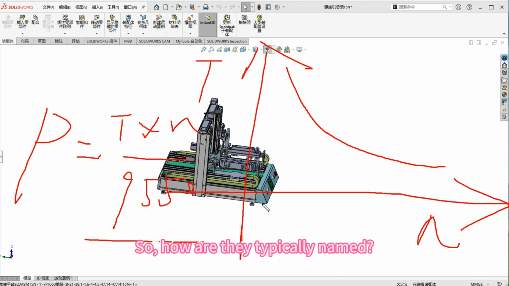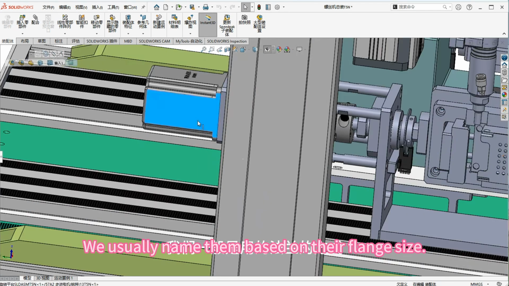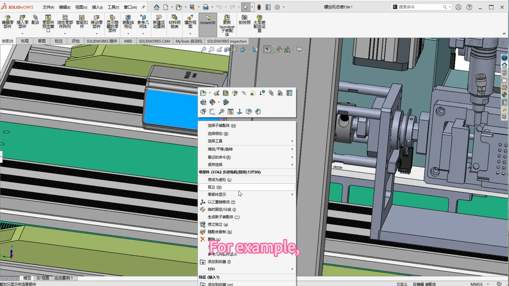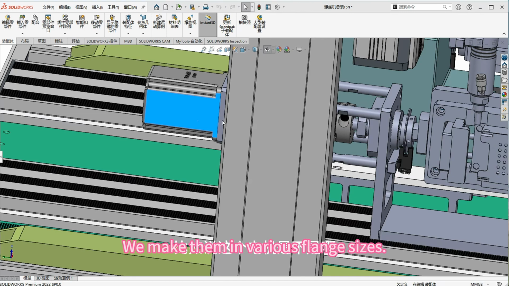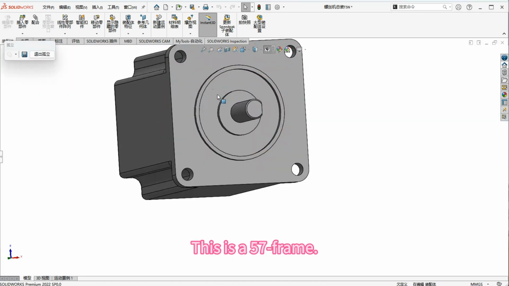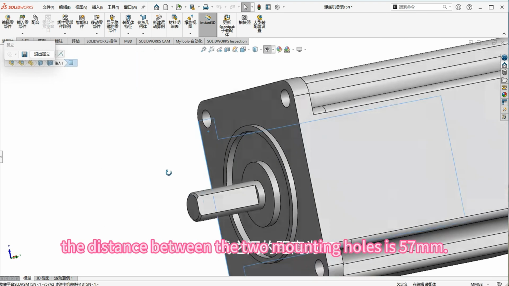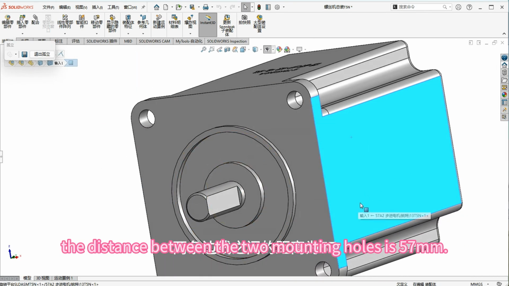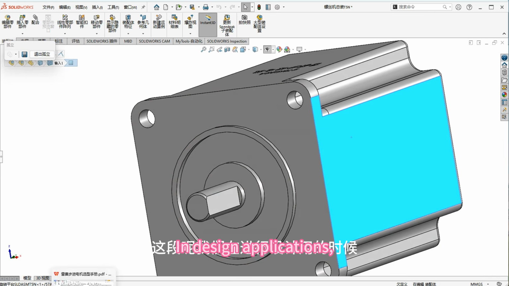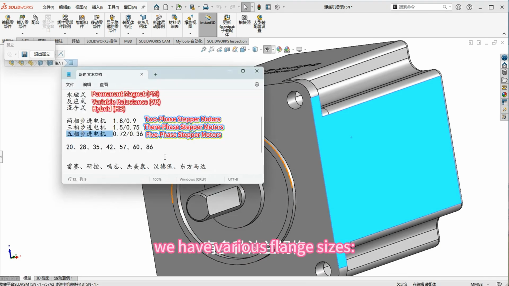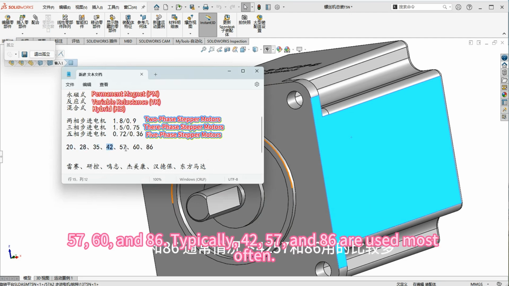So, how are they typically named? We usually name them based on their flange size. For example, look at this motor, right? We make them in various flange sizes. This is a 57 frame. See? That means the distance between the two mounting holes is 57 millimeters. In design applications, we have various flange sizes: 20, 28, 35, 42, 57, 60, and 86. Typically, 42, 57, and 86 are used most often.